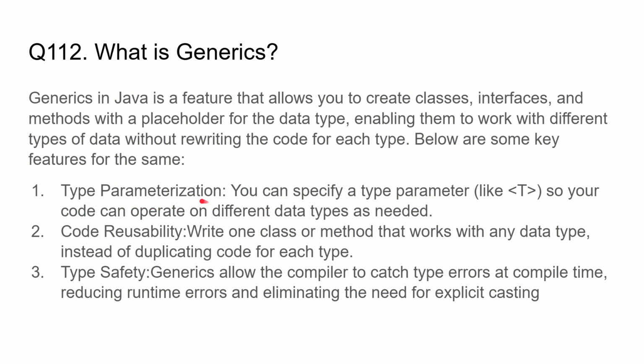First, type parameterization. We can specify a type parameter like T, so your code can operate on different data types as needed. Another important use case is code reusability. We can write one class or method that works with any data type instead of duplicating code for each type. Third, and very important, is type safety. Generics allow the compiler to catch type errors at compile time. It reduces runtime errors and eliminates the need for explicit typecasting. So this is the most important feature, that it eliminates the need for typecasting.